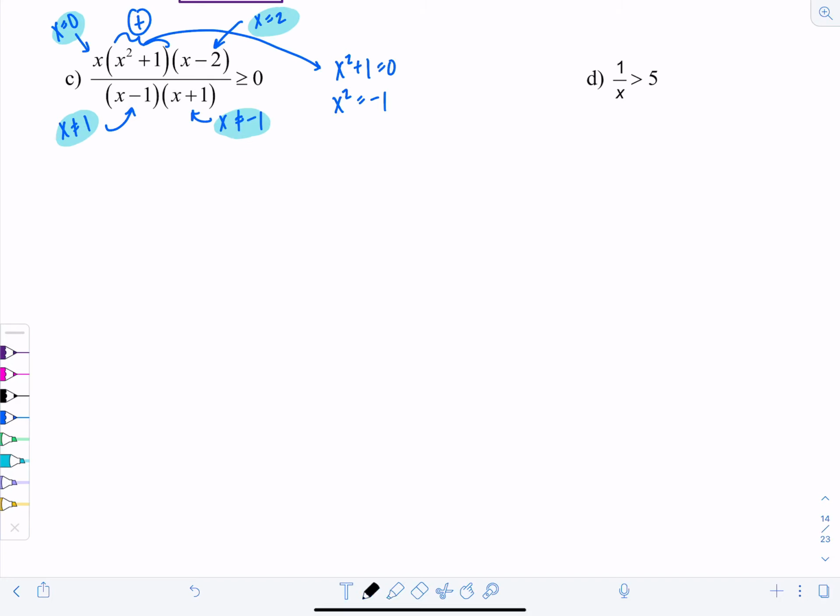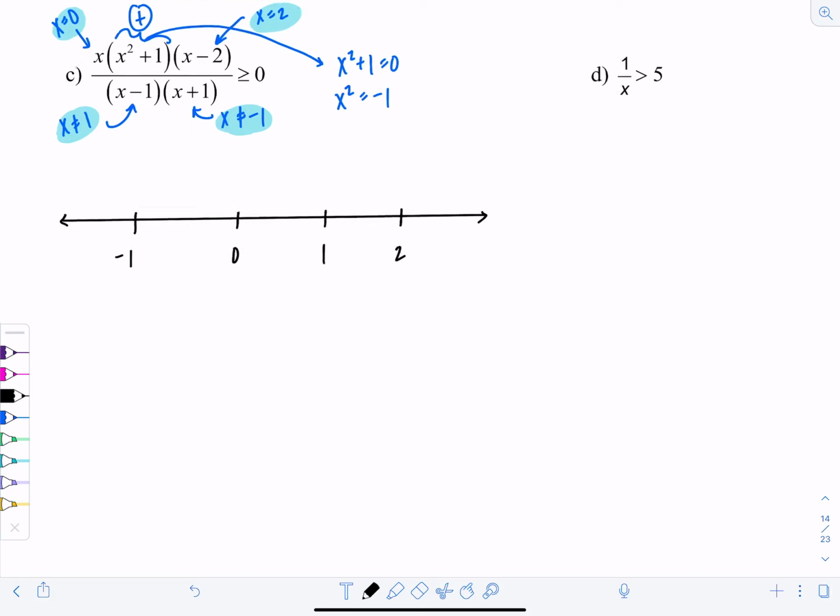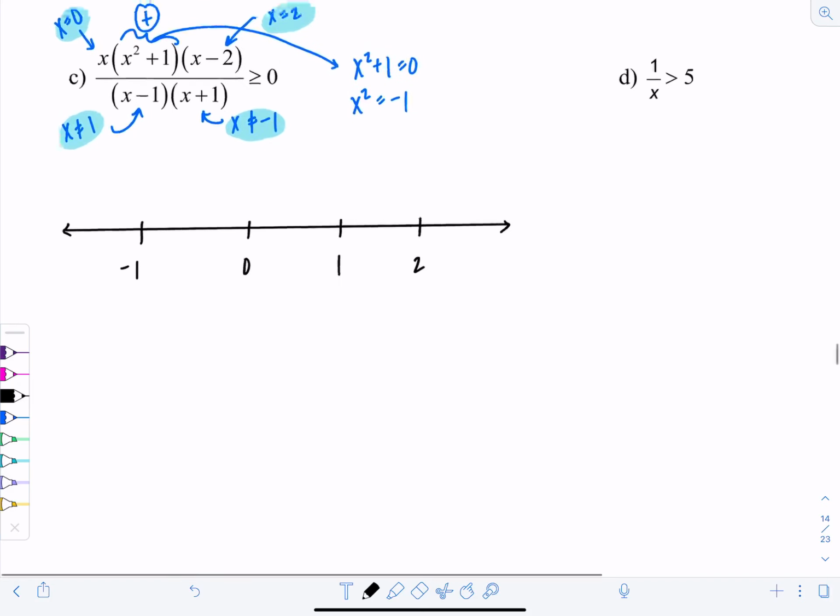Okay, and then be careful not to include the restrictions when you write the intervals out. So watch how carefully I do this. Smallest one on there is going to be negative 1, yes? So we've got negative 1, 0, 1, 2. Ooh, so many intervals to test. Okay, so the first one is going to go from negative infinity to negative 1.